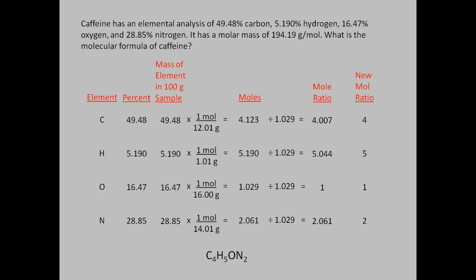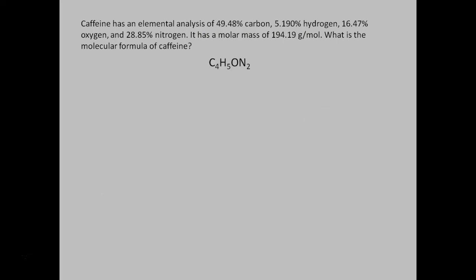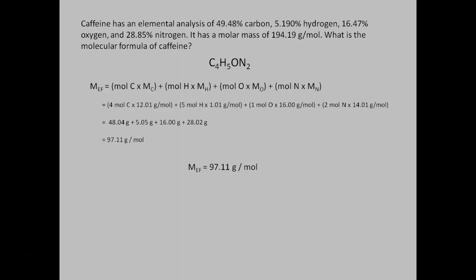And so therefore, I have an empirical formula of C4H5ON2. Now, I need to take this empirical formula and convert it into the molecular formula. First, I'm going to determine the molar mass of this empirical formula. I would calculate the molar mass for this empirical formula in the exact same way I calculate the molar mass for a molecular formula, where I multiply the number of moles of each element by their molar mass, and I add them up.